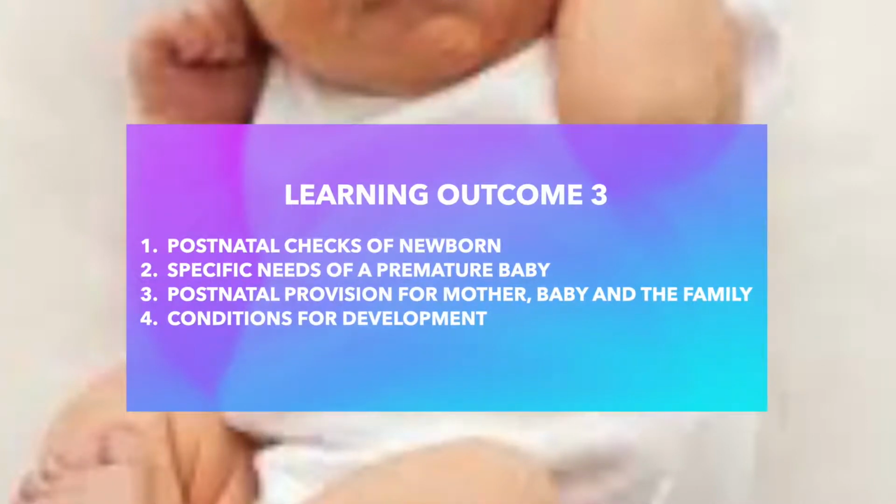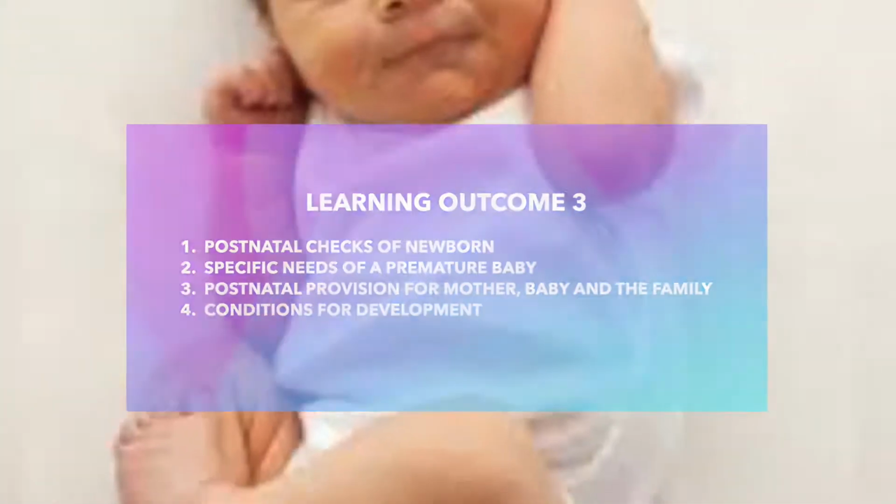Learning outcome 3 focuses on the postnatal checks, parental provision, and conditions for development. So the postnatal checks for a newborn baby and the specific needs of a premature baby are going to be slightly different. There's different postnatal provisions for the mother, for the baby, and for the family as a whole. And we'll look at the conditions for development so that your child will thrive.